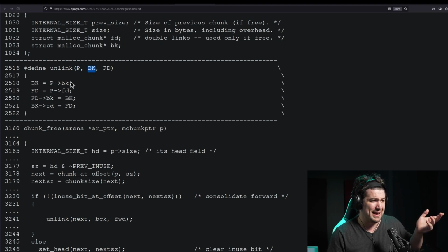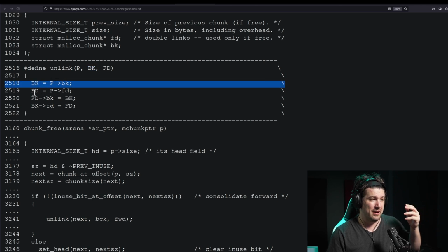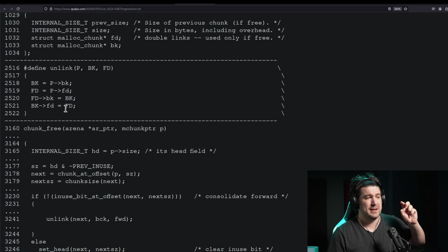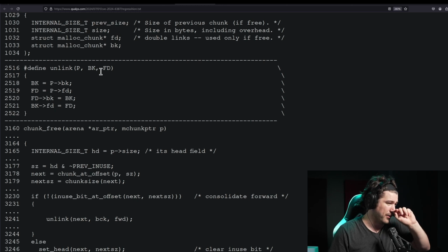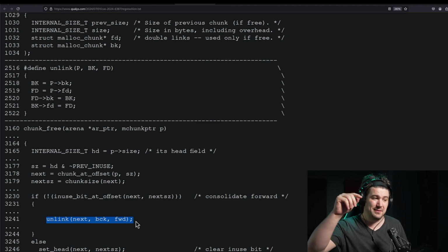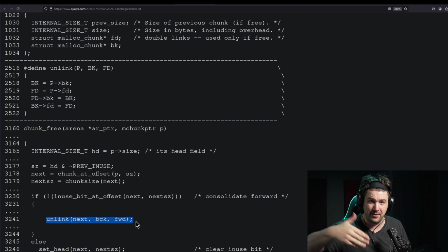Okay, so this is our next, back and forward. And you can see that our back is getting set to our next's back, and then our forward is getting set to the next's forward. Our forward's back is getting set to back, and our back's forward is getting set to forward. So that is what the unlink is doing. It's basically orphaning off that data as you go. You're unlinking it, you're unchaining it as you go.